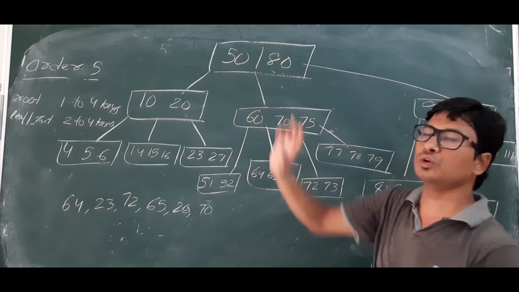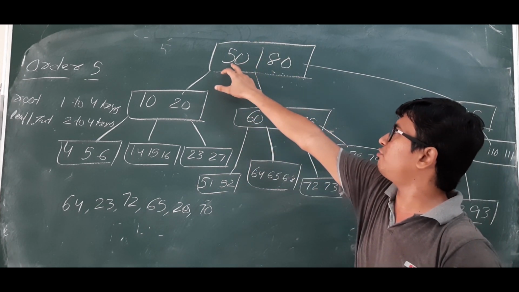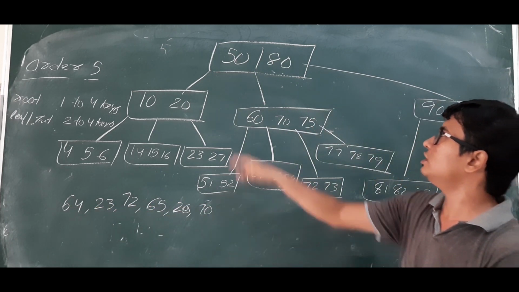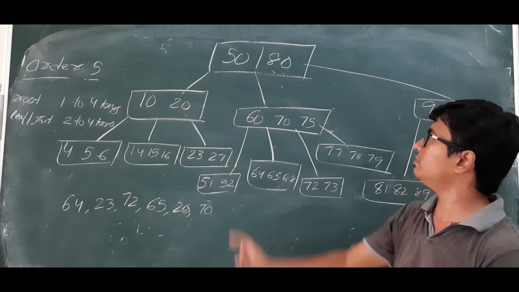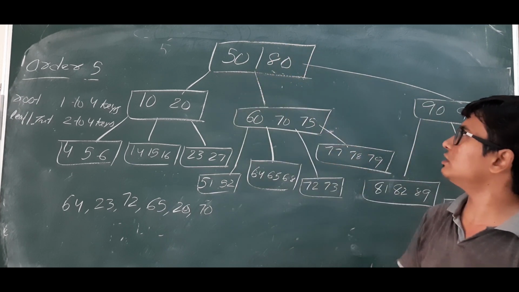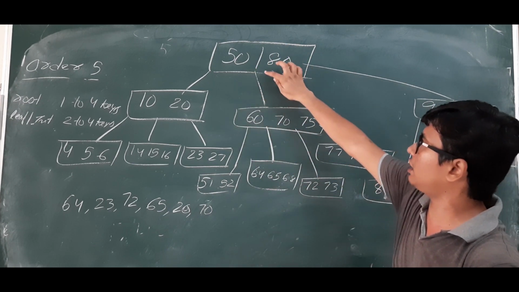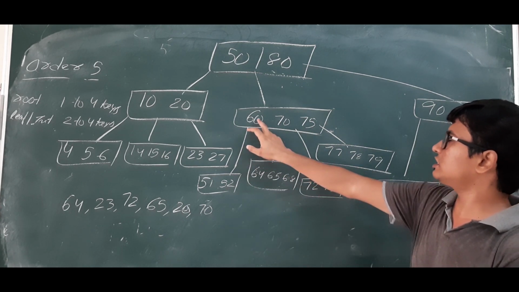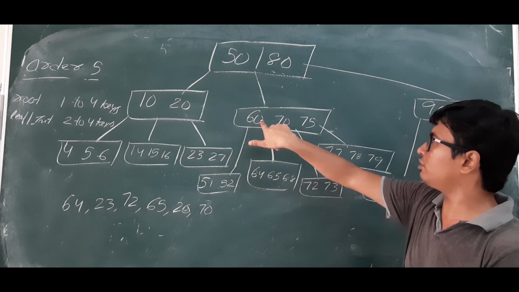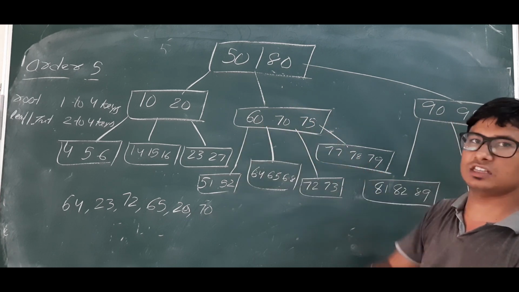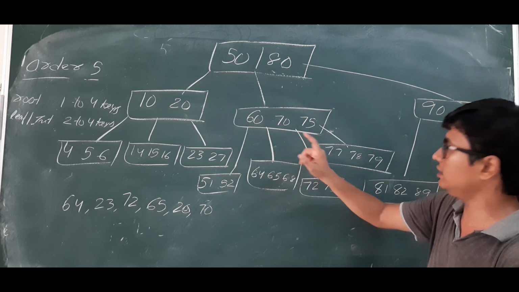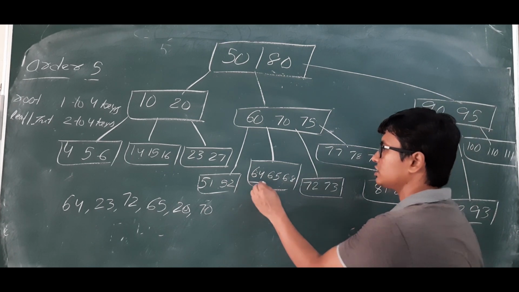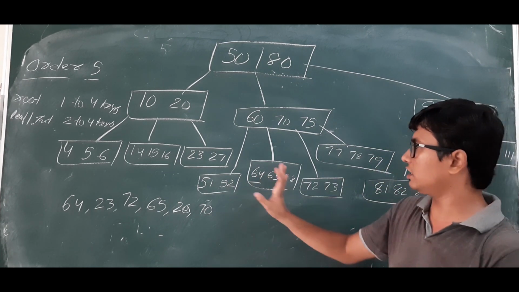First I will check the root node. The root node consists of 50 and 80. What do I want to search for? I want to search for 64. So 64 is greater than 50 and less than 80, so it will be in between. So I will come here and I get 60 and 70. The 64 is greater than 60 and less than 70, so it will be here. So finally I found 64. So 64 is there in the given B tree.